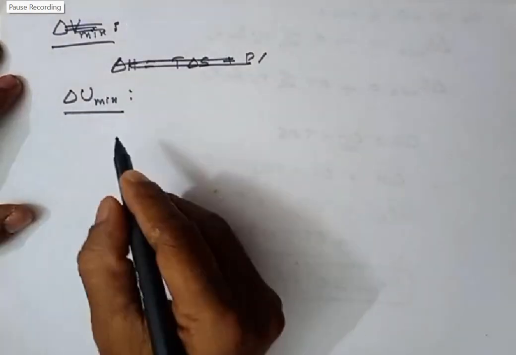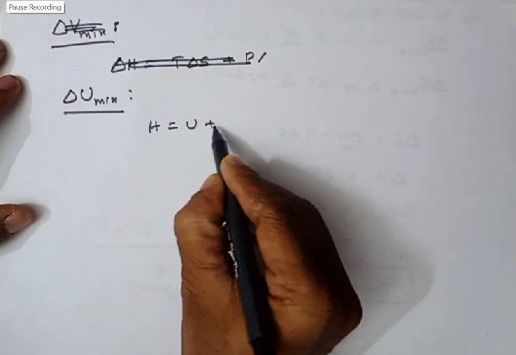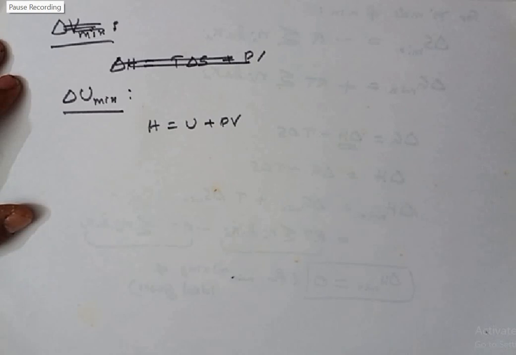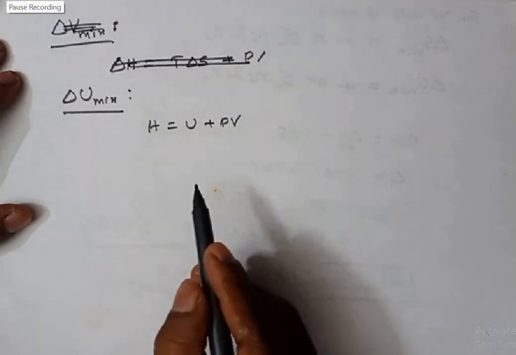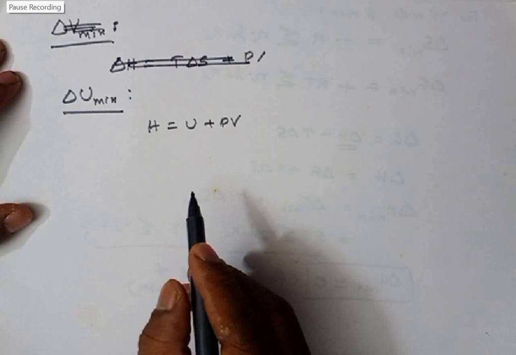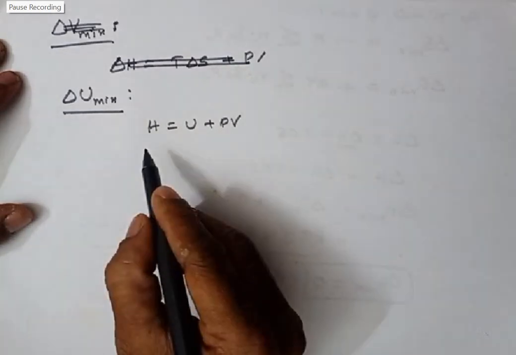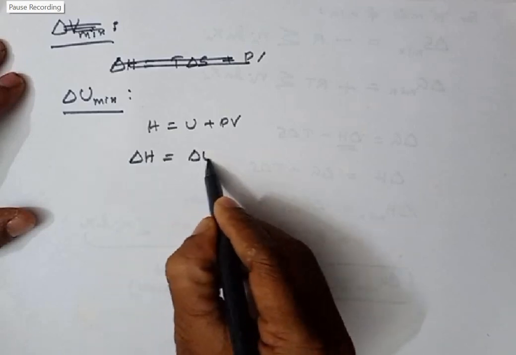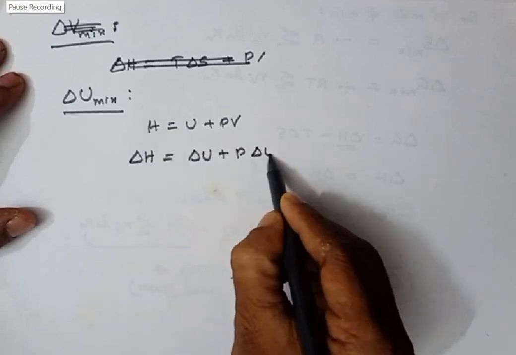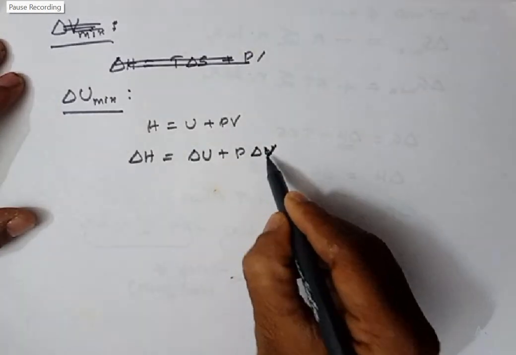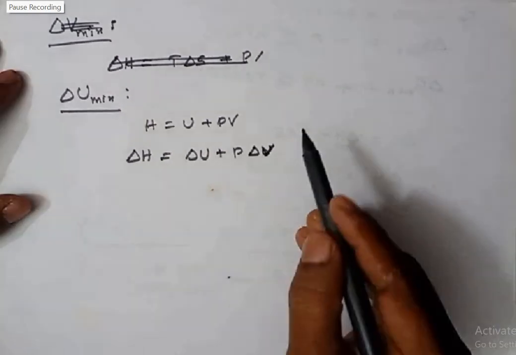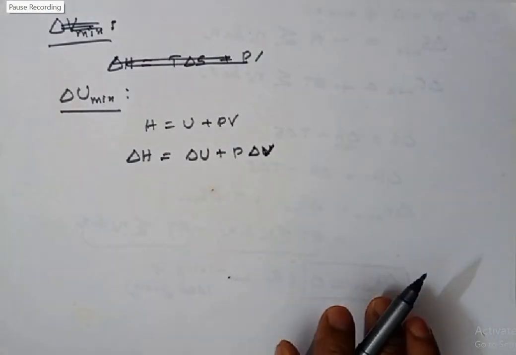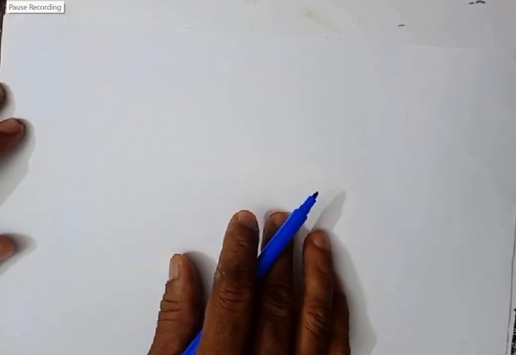See, you know very well, H is equal to U plus PV. So delta H is equal to delta U plus, at constant pressure, P into delta V. I'm sorry, I made a mistake. One second. Therefore, for mixing of ideal gases, right?